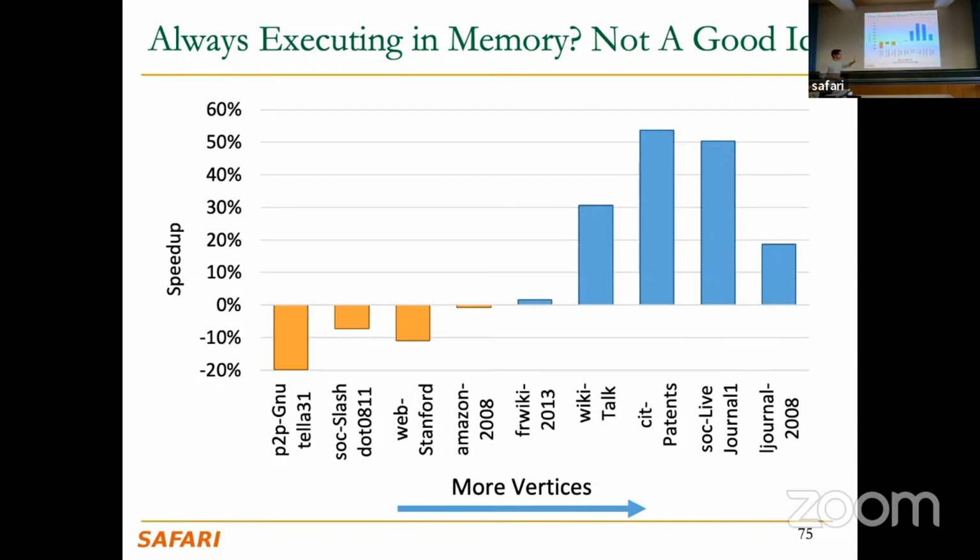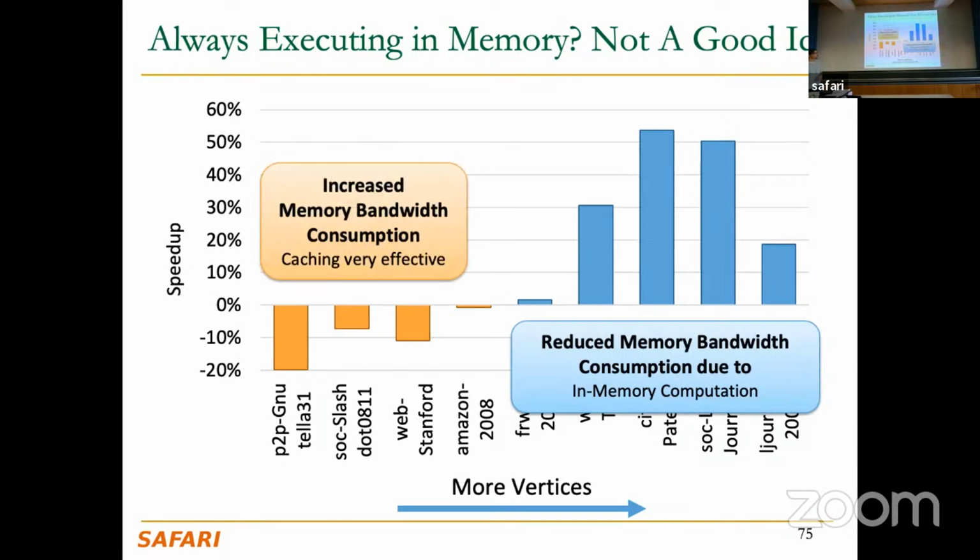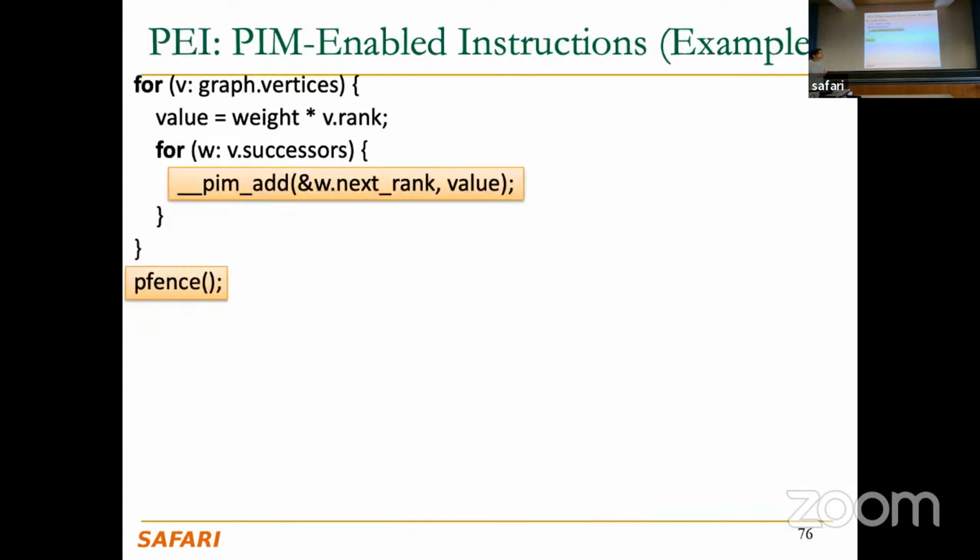Only when the graph starts being significantly larger, you have many more vertices and you have many more edges as well, you will see some performance improvement, some speed up. So in-memory computation for those large graphs helps, however, for small graphs, caching is very effective. And this should make us think that executing always in memory is not always a great solution. It's much smarter if you offload based on the particular workload and the particular graph in this case, whether it resides in the cache or not.